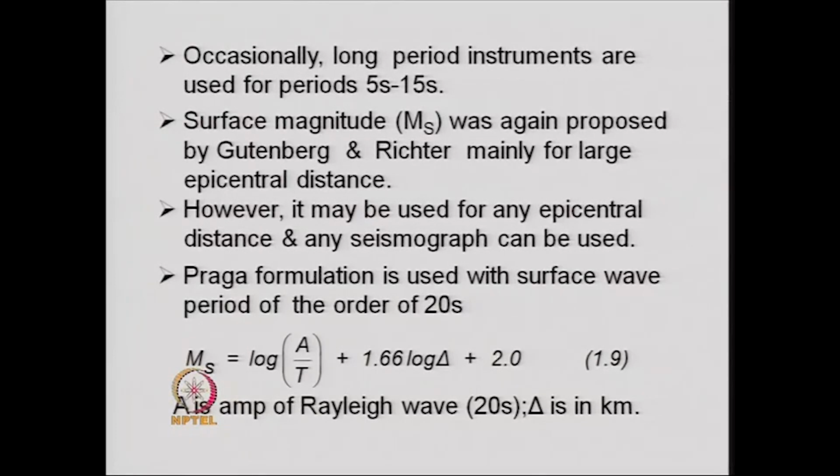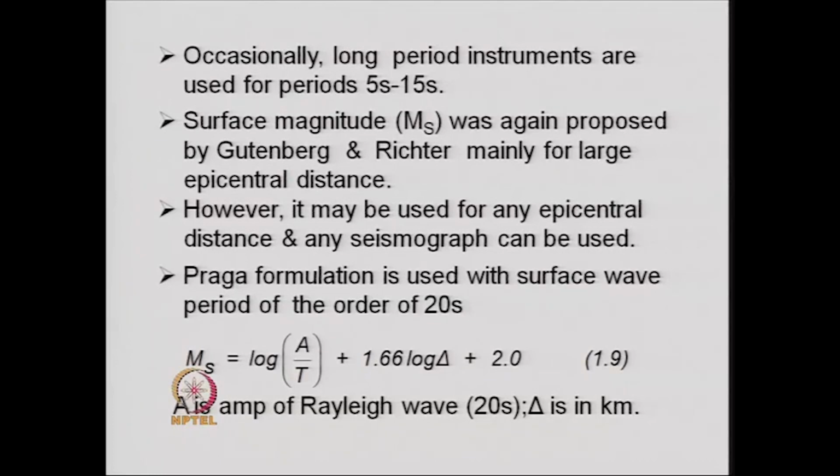Occasionally, long period instruments are used for periods of 5 seconds to 15 seconds. Surface magnitude MS was again proposed by Gutenberg and Richter mainly for large epicentral distance. However, it may be used for any epicentral distance and any seismograph can be used for this purpose.